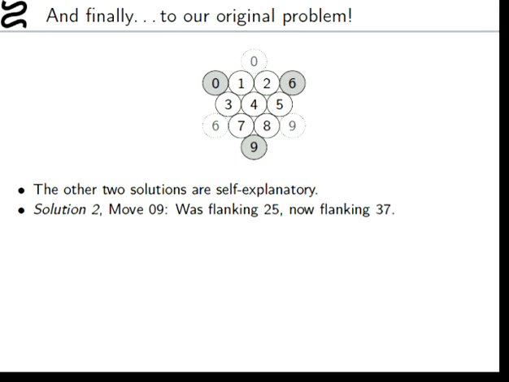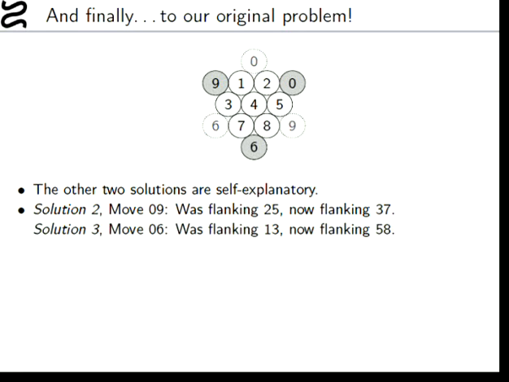For solution 2, move coins 0 and 9. They were adjacent to coins 2 and 5 in the problem. They are now adjacent to coins 3 and 7 in the solution. Finally, move coin 6. For solution 3, move coins 0 and 6. They were adjacent to coins 1 and 3 in the problem. They are now adjacent to coins 5 and 8 in the solution. Finally, move coin 9.